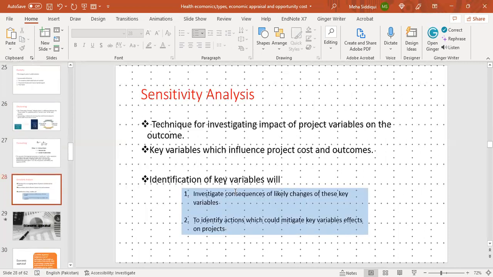Sensitivity analysis. It is the technique for investigating the impact of project variables on the outcome, and includes key variables which influence project cost and outcomes. The identification of key variables will investigate consequences of likely changes of these key variables, and identify actions which could mitigate key variable effects on projects.